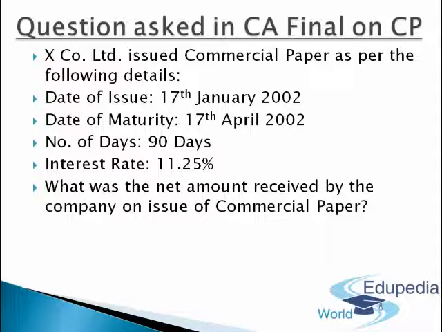So we have already been provided 3 to 4 details. We have been provided the issue date, that is 17th January, and the date of maturity, that is 17th April. So we can simply say that the number of days involved in this present scenario is 90 days. 3 months is the time. Interest rate is 11.25%. So what was the net amount received by the company on issue? We just need to obtain the net amount in such a case. So now let's solve this question.